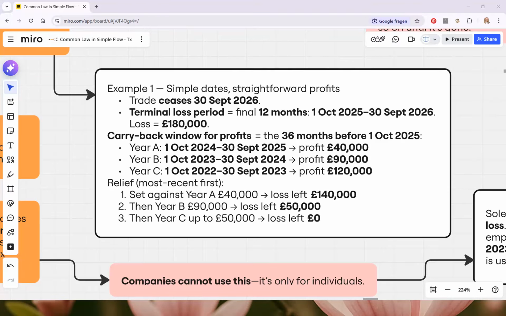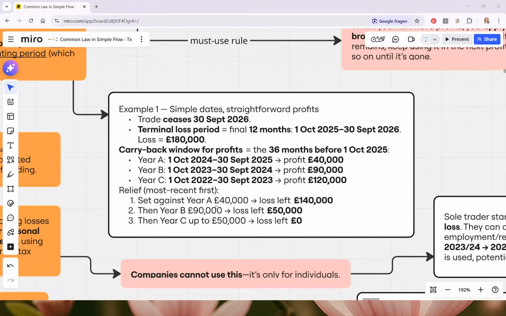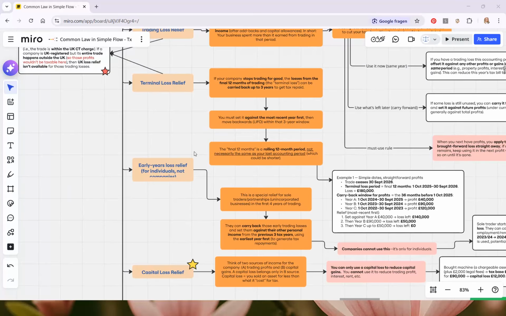Relief most recent first. So we set against year A, we take the 40,000, the loss left would be 140,000, so we're taking it out from 180,000. Then for year B, we have 90,000. So the loss left would be 50,000, from 140,000 minus 90,000. And now we have year C, where we had 120,000. Year C takes up the 50,000, so loss left is 0. So that was all about the terminal loss relief.